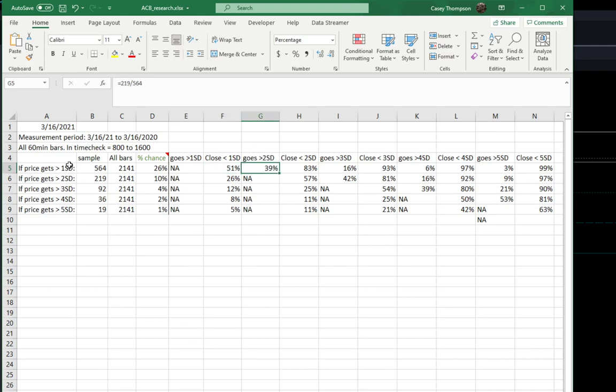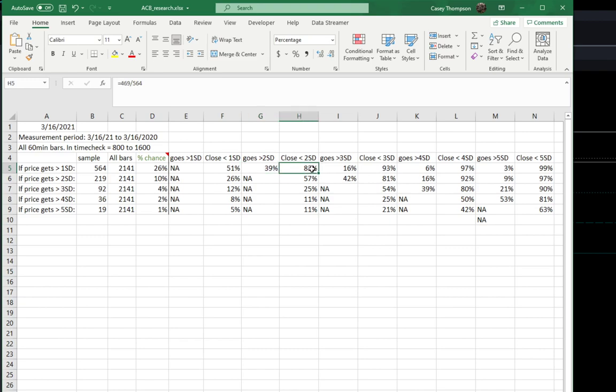If it goes greater than one standard deviation, what are the odds that it'll actually go another one, greater than two standard deviations? And that's actually relatively high. So that's a 60-40 opportunity. You can't place bets on a 60-40 chance. Not strong enough for me. So what are the odds that it'll actually close less than two standard deviations?